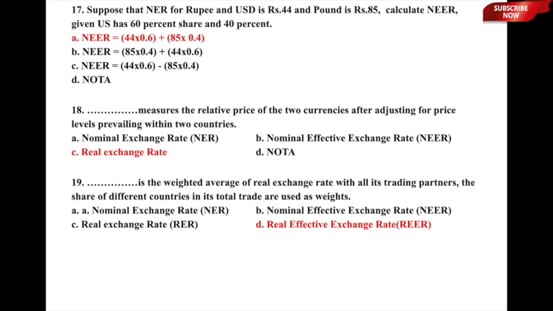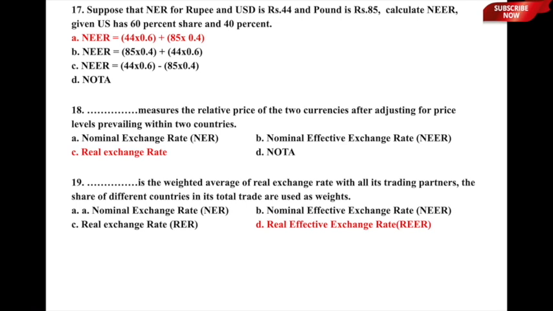A is NER, that is nominal exchange rate, second is NEER, that is nominal effective exchange rate, third is real exchange rate, and last is none of the above. So, here the correct answer is real exchange rate, which measures the relative price of two currencies after adjusting for price levels prevailing within two countries. So, option C is the correct answer to this particular question. I hope that is clear. Let us now move to question number 19.